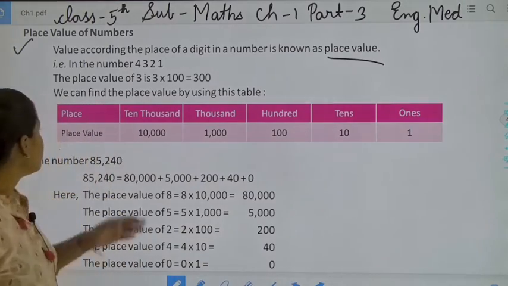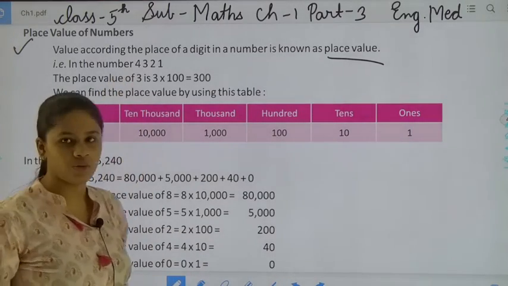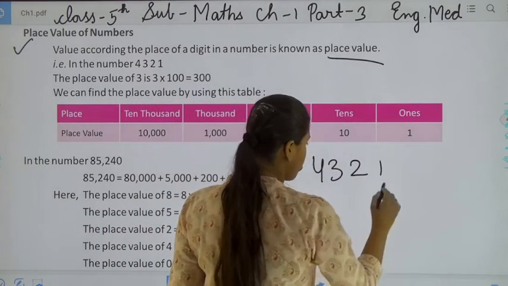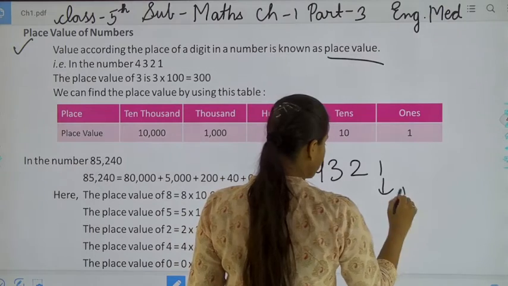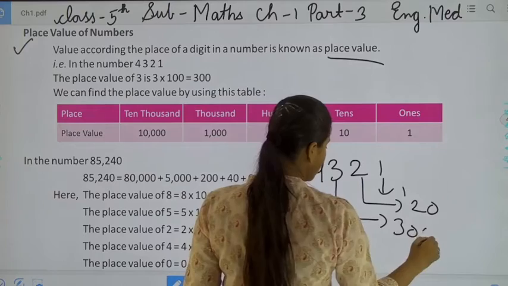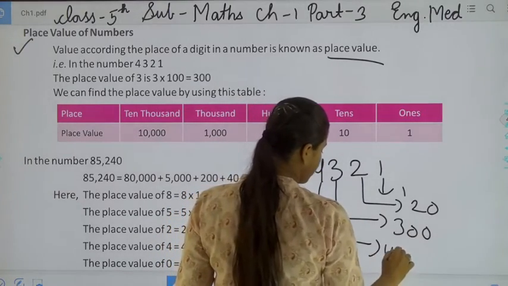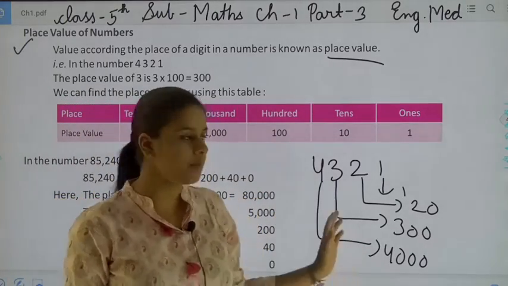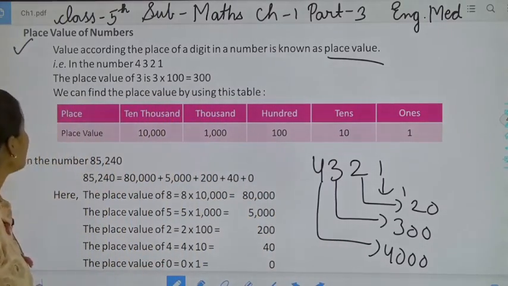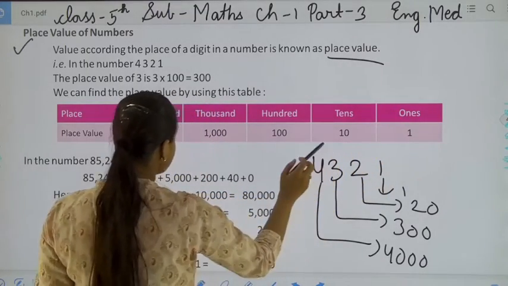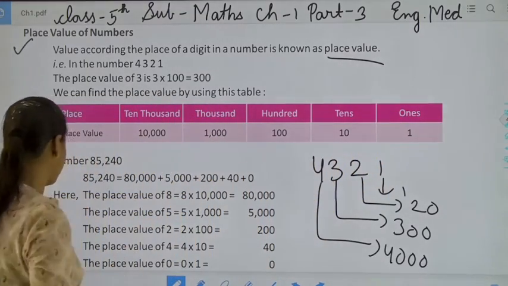Now in the number 4321, we have to tell the place value of 4321. So this is ones, this is tens, this is hundred and this is thousand. Next, we can find the place value by using this table. You can see the table: ones, tens, hundred, thousand, 10,000.